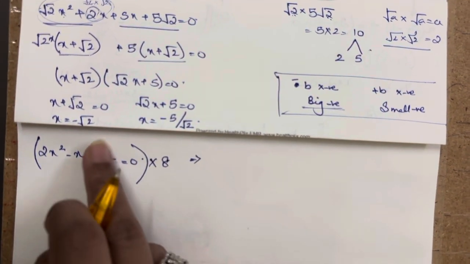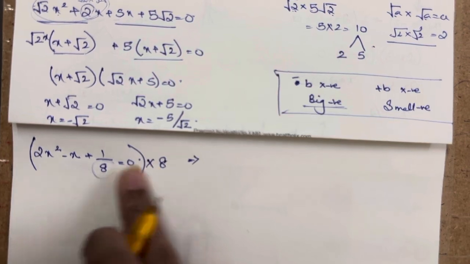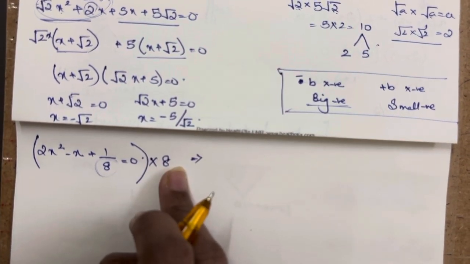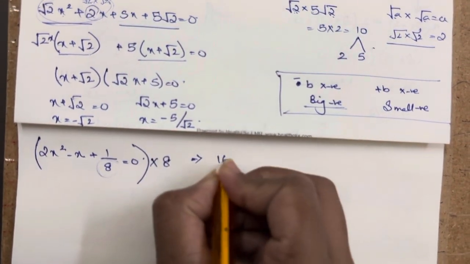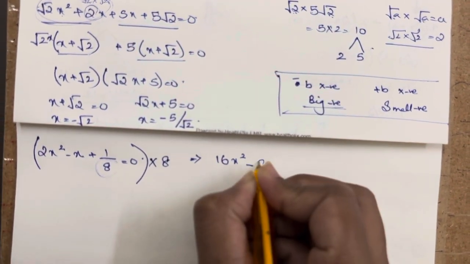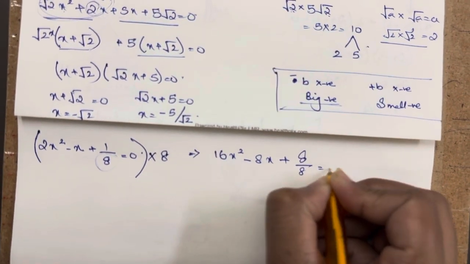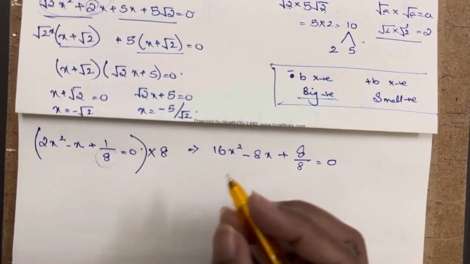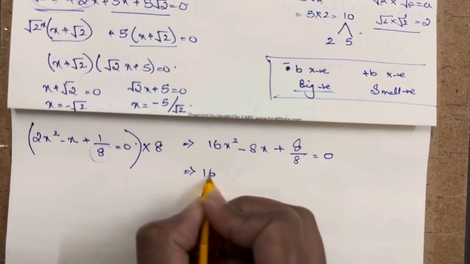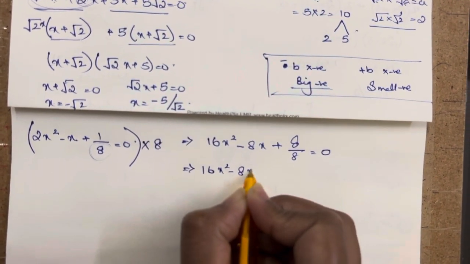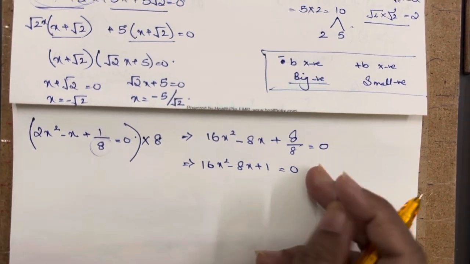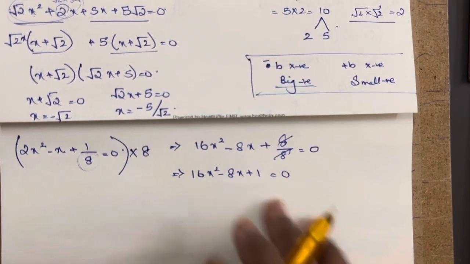Now you cannot multiply just one term. You have to multiply everything. Even the 0 has to be multiplied with an 8. So 2 8s are, it becomes 16x square minus 8x plus 8 upon 8 is equal to 0 8s are 0 itself you will get. It will be simplified to 16x square minus 8x plus 1 is equal to 0. Now this and this gets cancelled and I'm left with a 1.